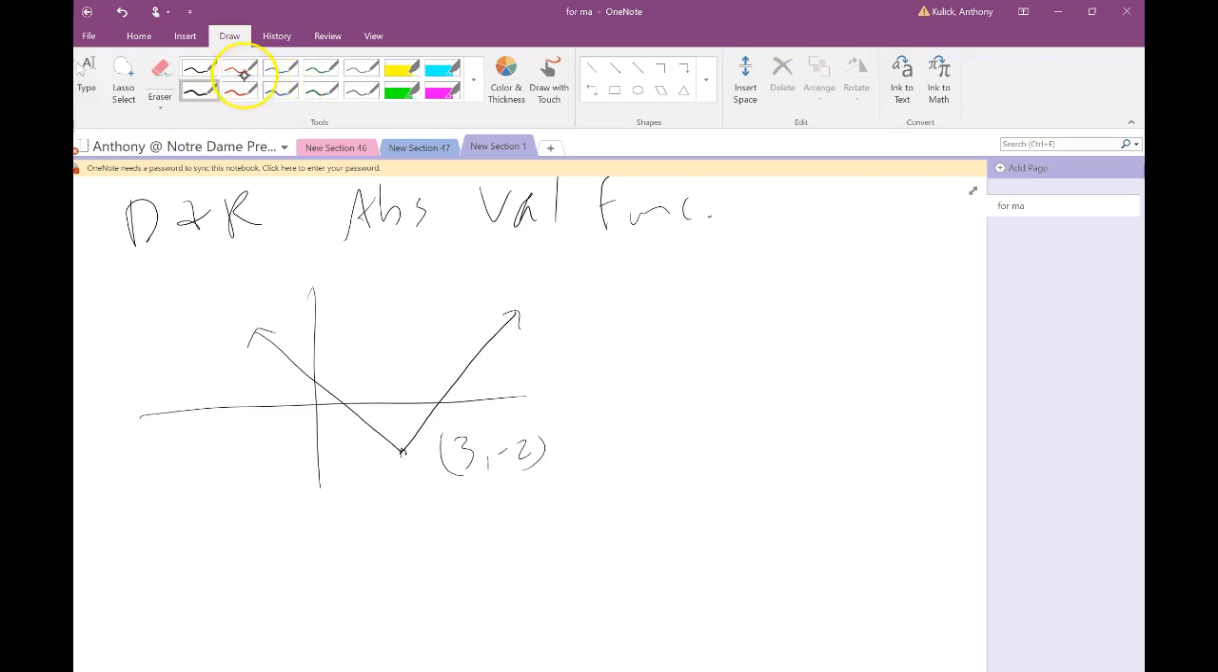So, let's do the domain first. I want a different color there. So the domain is about which values? The x's. So if I start at the negative x's and I track up, do I run into the function? I sure do. And if I move along the x-axis and keep tracking up or down, I keep running into the function, even when I get out to positive infinity. So I can say the domain is negative infinity to positive infinity.